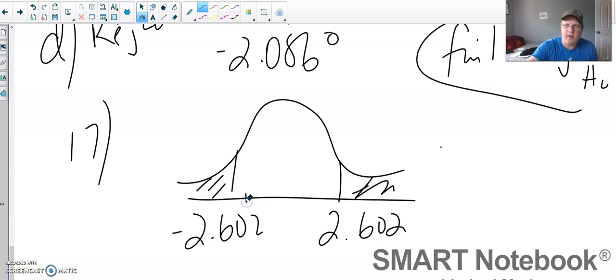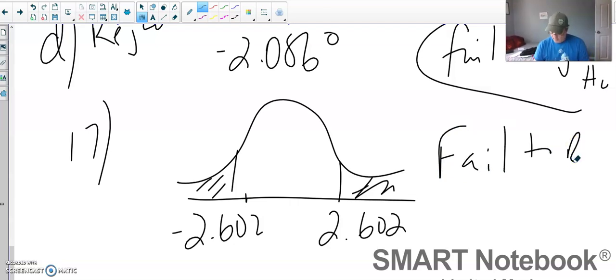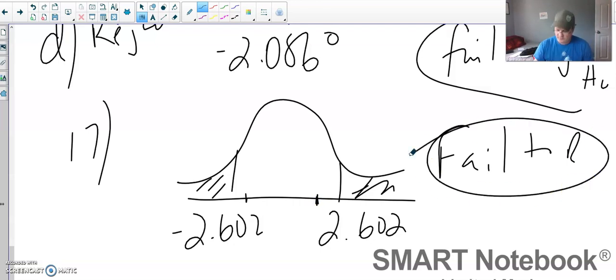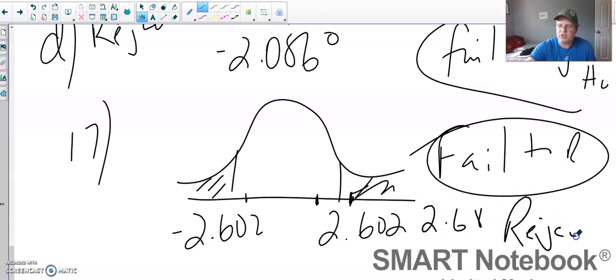So 17A is negative 2.50. So that is a fail to reject. B is 2.203, another fail to reject. C is 2.68, falls in here, so that is a reject the null hypothesis. And negative 2.703, that's another reject the null hypothesis. And that will be your step 4. All right, very nice.